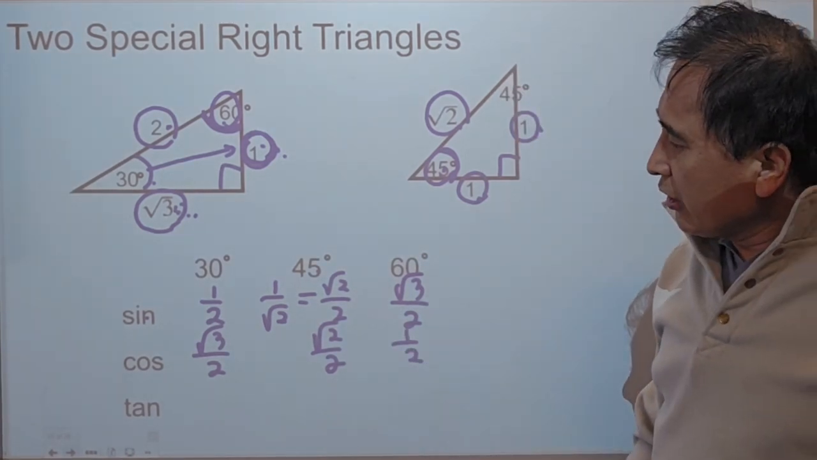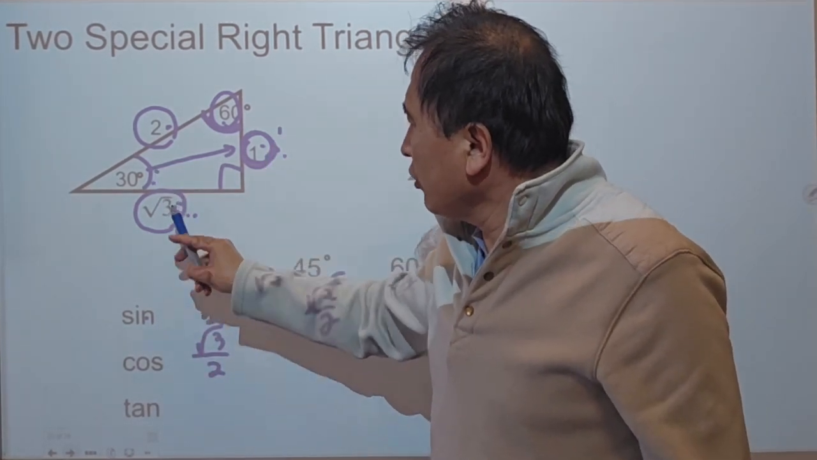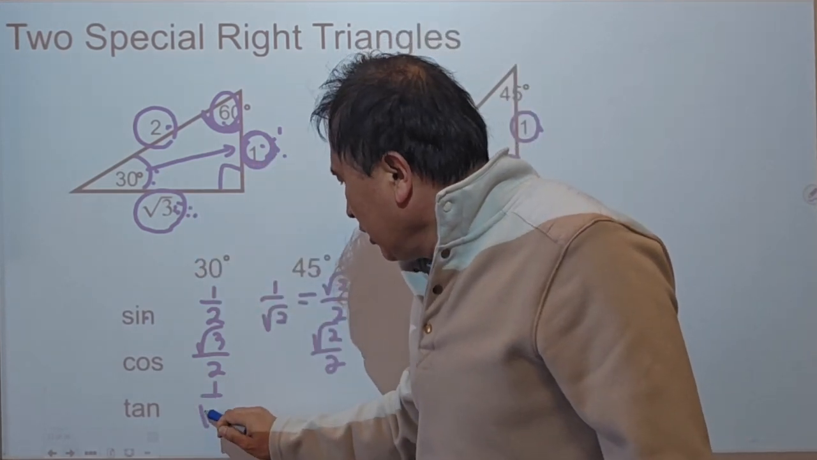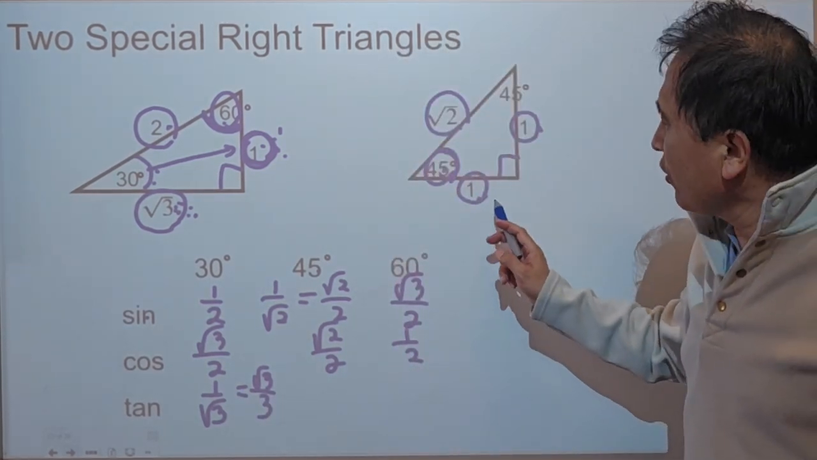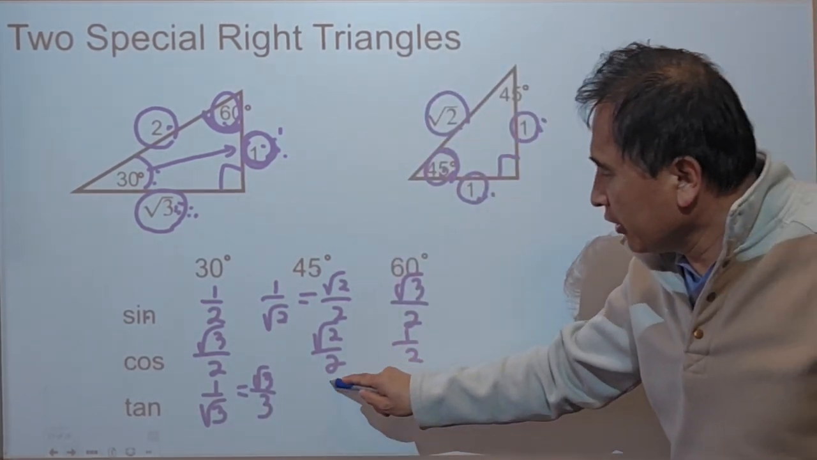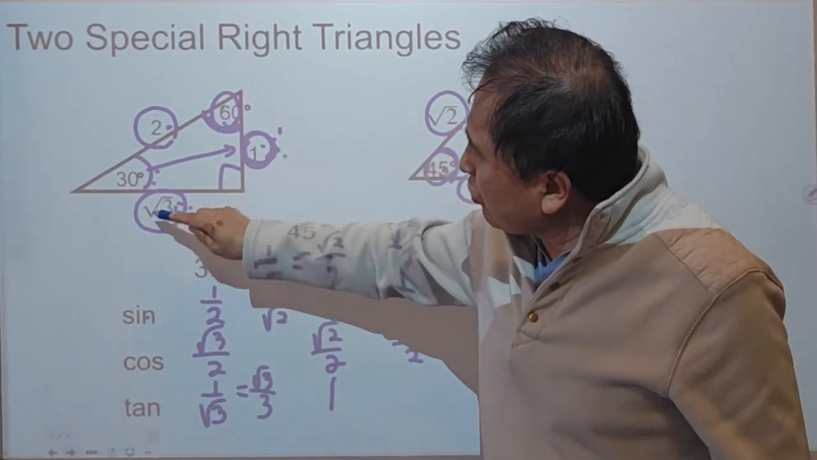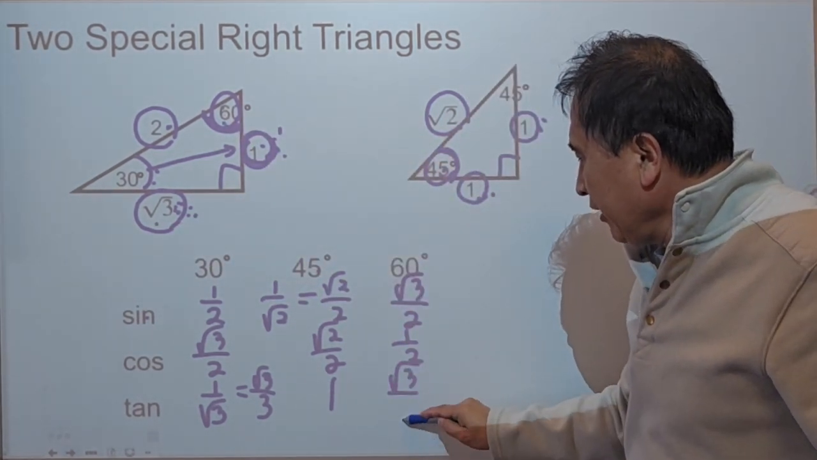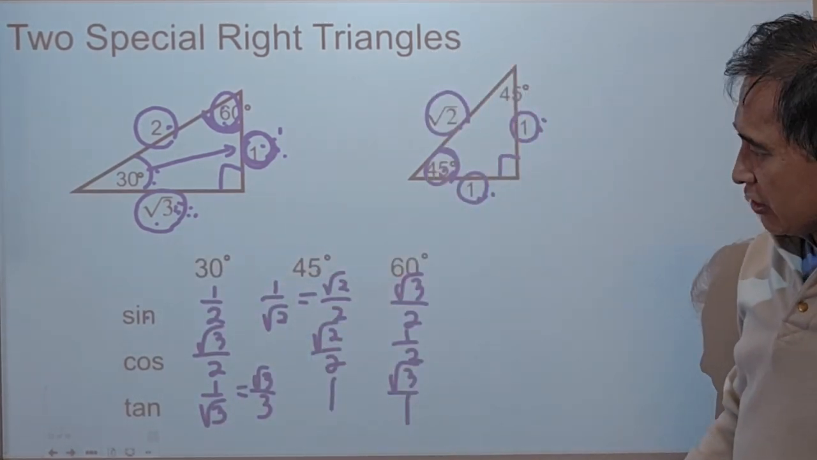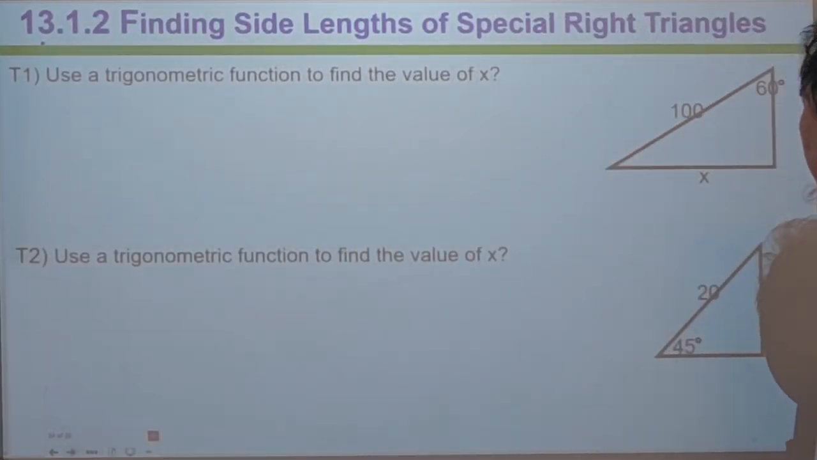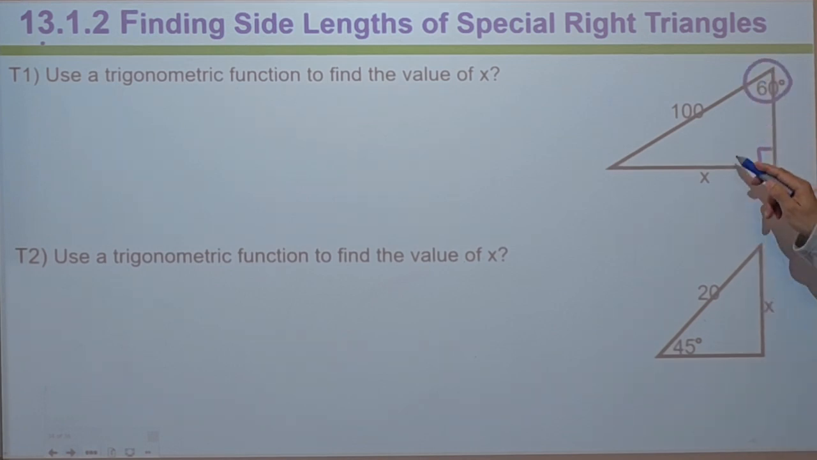And how about tangent? Tangent 30 is opposite over adjacent, 1 over root 3. But we rationalize it, then root 3 over 3. We can write it that way. Tangent 45, opposite over adjacent, is 1. And tangent 60 is root 3 over 1, which is root 3, right? So this is very important, you might need to memorize it. Let's use that and practice a little bit. This is a special angle 60. Then from there, this is the opposite, and this one is the hypotenuse. Then we can use what?